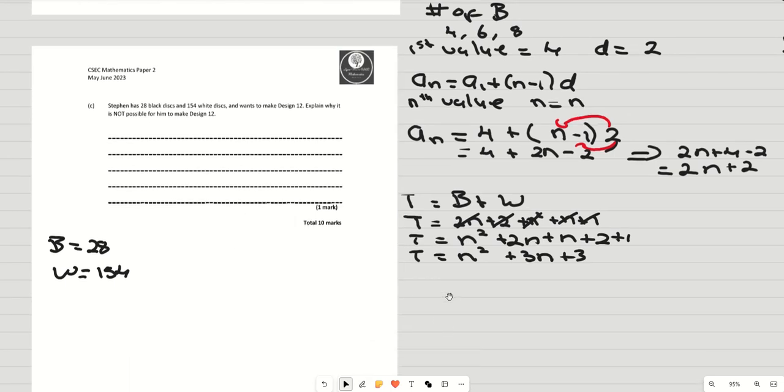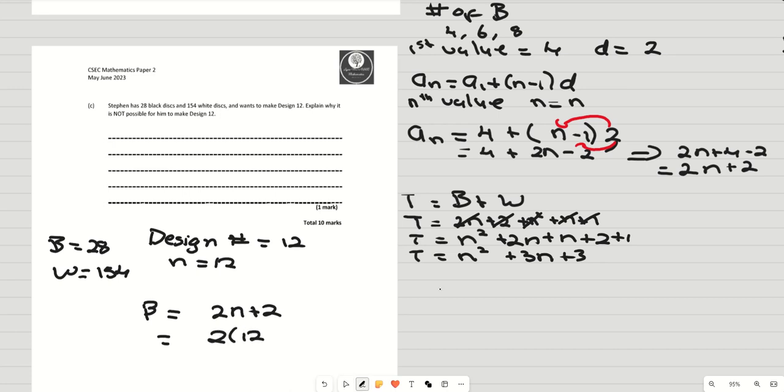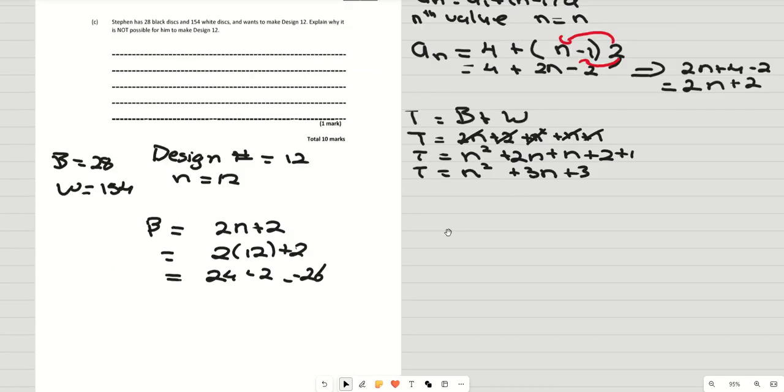So when they said design 12, design number is equal to 12. That means n is equal to 12. And you put it in both formulas that you have for black and white. So black is equal to 2n plus 2. So let's check. We have 2 by 12 plus 2, 2 by 12 is 24, plus 2 is equal to 26. So we do have enough black discs. Now let's see if we have enough white discs.